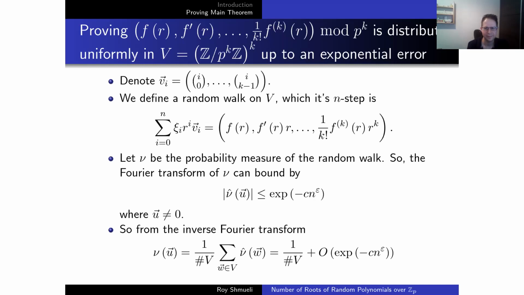Just to make sure I understand, you open the F to write them in terms of the coefficients, and then you use probability theory, like Fourier analysis and stuff like this, to bound this. Yes. Right.